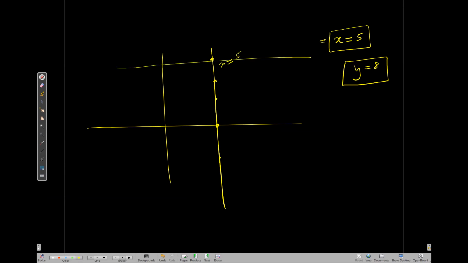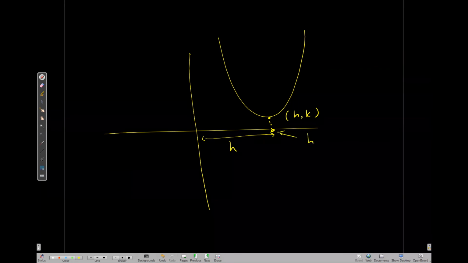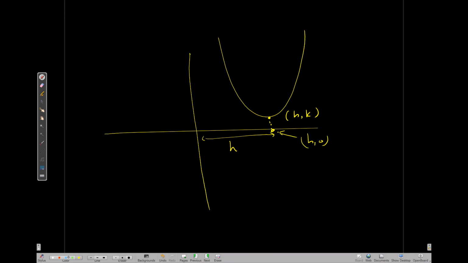Okay, with that knowledge, in quadratic functions, the vertex is (h, k), which means this point right here. That distance is h, or this point right here is (h, 0), and that's all we need, because for this axis of symmetry story, that's all we need. The equation of this line is x equals h.